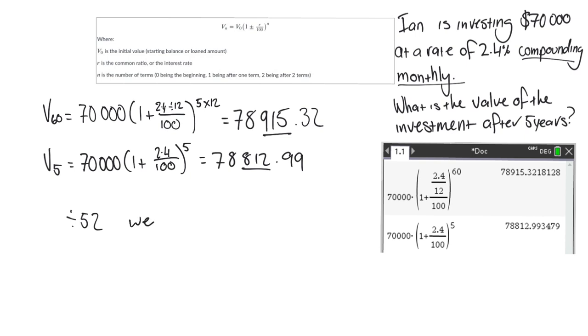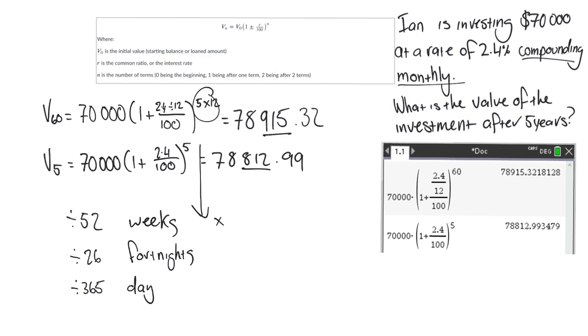So that's weeks. If we're talking fortnights, we'd have to divide by 26. And if we're talking days, we'd divide by 365 because there's 365 of those in a year. And similarly for the number of compounding periods up the top, so over here, we would multiply by the same thing.